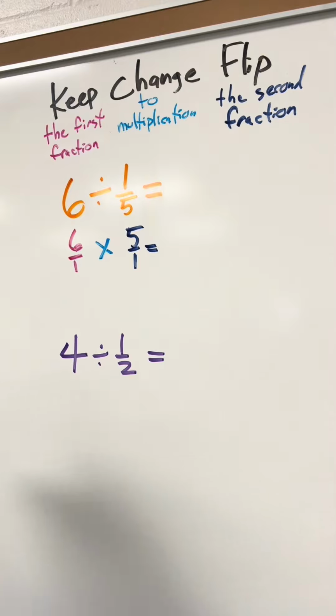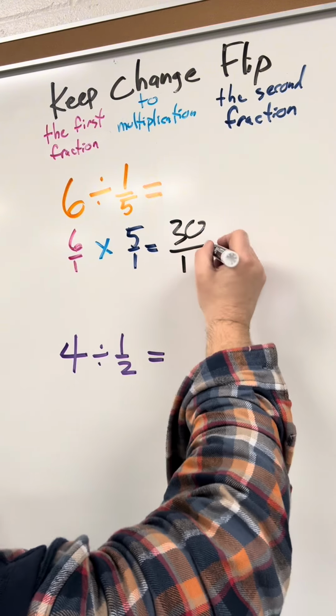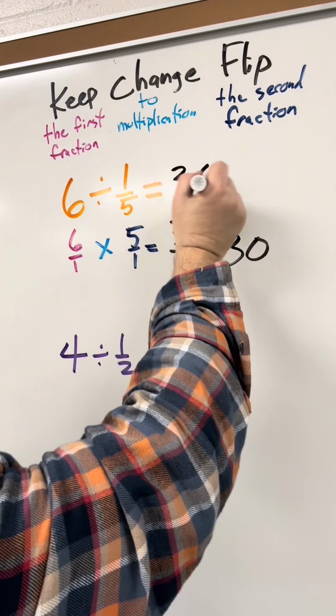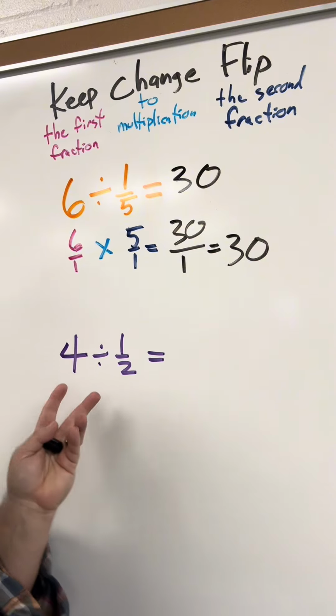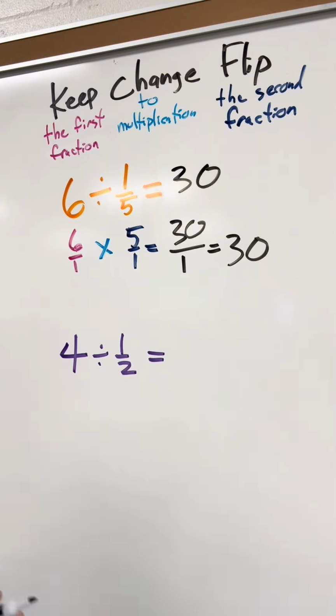And then remember, when you multiply fractions, we just multiply straight across. 6 times 5 is 30. 1 times 1 is 1. 30 over 1 is 30. So mathematically, that's kind of what we're doing. 4 divided by 1/2, we're really just doing 4 times 2, because there's 2 halves in everything.